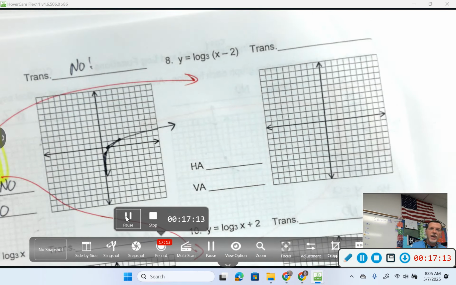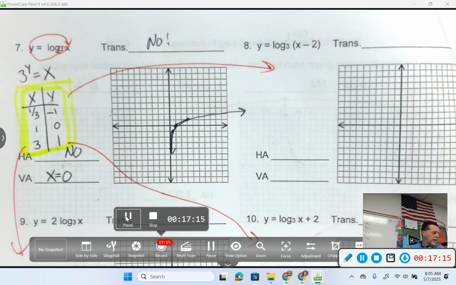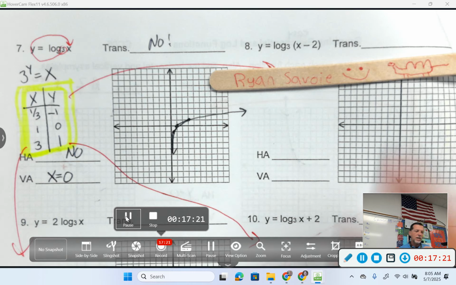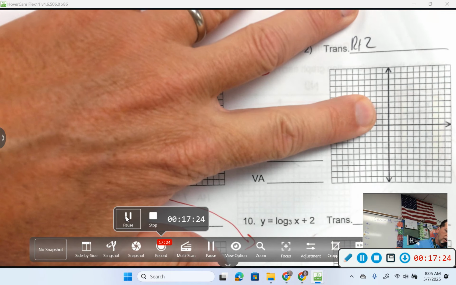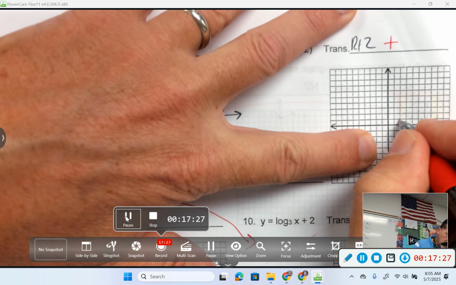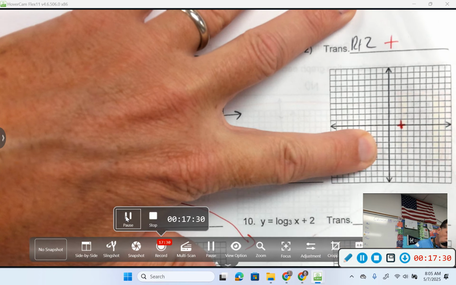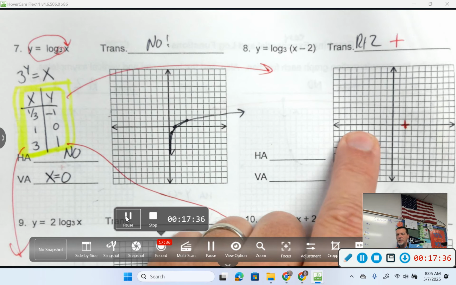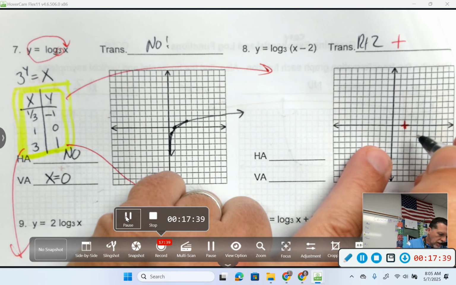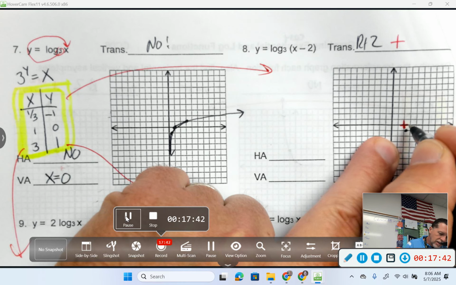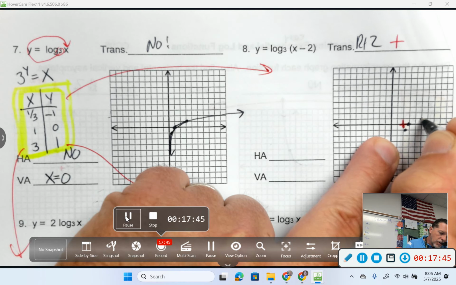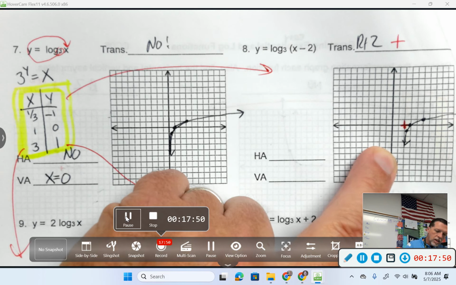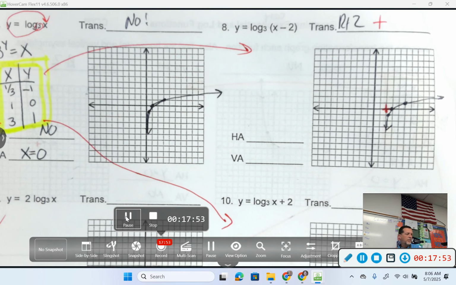It's a crazy thick book I gave you. Number 8, x minus 2 in parentheses. Ryan, what's that minus 2 doing, like transformation-wise? I think it's going to go right 2. So I'm going to put my new starting point right 2. And then I'm going to use the same table of values, but I'm going to start at right 2. So over a third down 1, over 1 up 0, over 3 up 1. Sketch in my log graph.